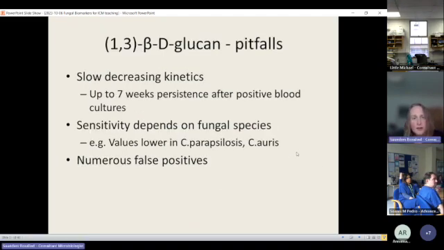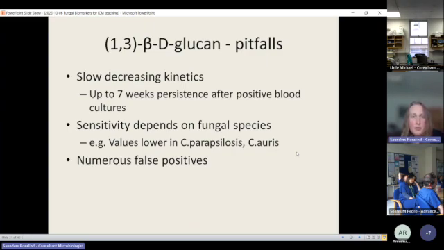Pitfalls: it can persist for a long time, even if there's a proven candidemia. So the kinetics can sometimes be slow to decrease. The body clears it slowly. And the sensitivity actually depends on the fungal species. So we tend to use it as a marker for Candida, but not all Candida are the same. And in particular, these two species tend to produce less of the 1,3-beta-D-glucan. So sometimes the BDG result might be below cutoff for candidemia with those organisms.